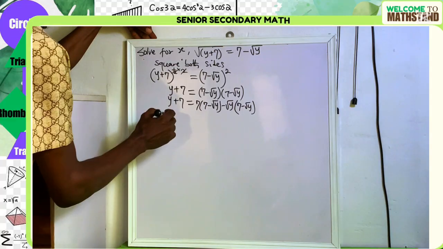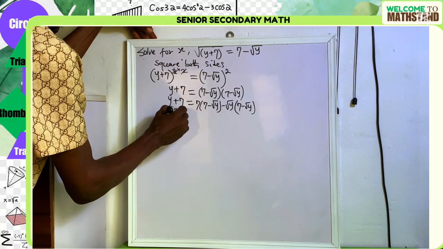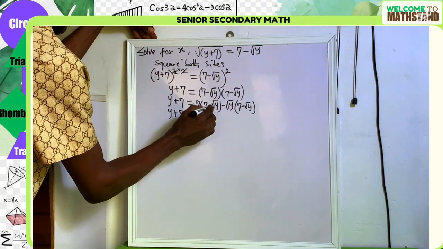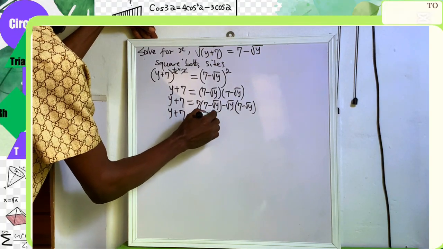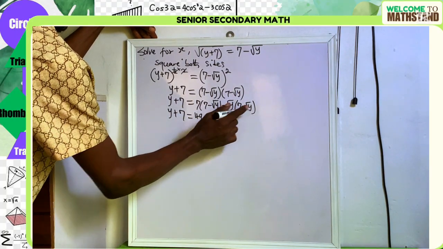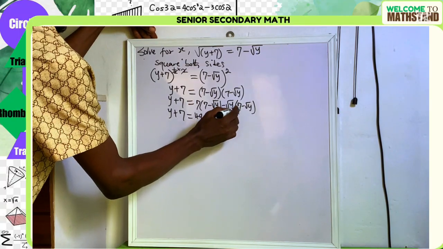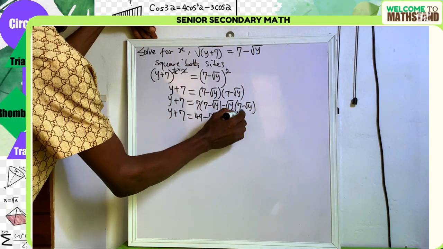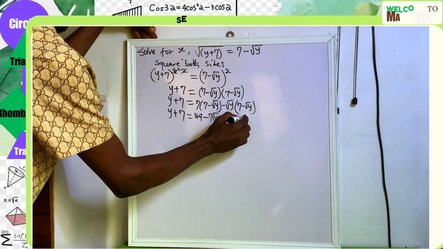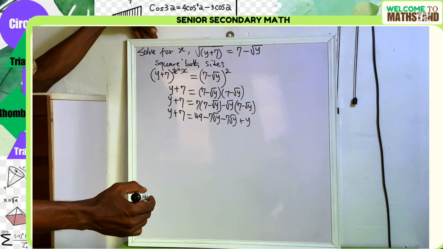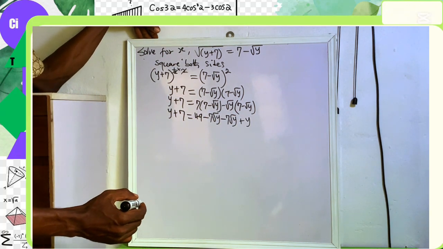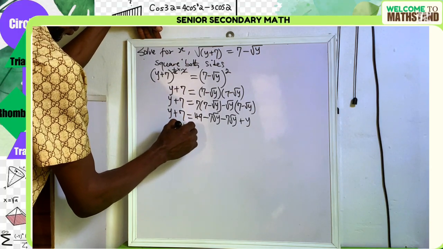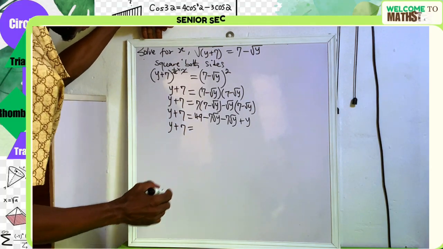So from here we have, bring this down. 7 times 7, we have 49. 7 times square root of y, you have 7 square root of y. And to this other side, square root of y times 7 is 7 square root of y. And minus plus. So y times square root of y is what? y. So what else? Bring down this y plus 7.